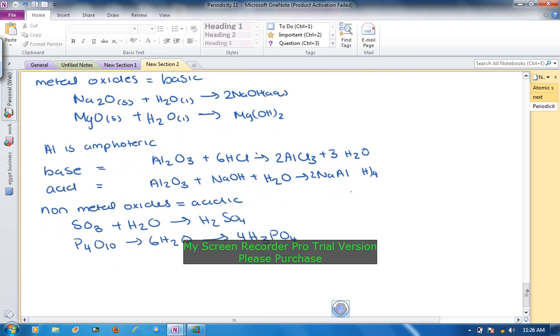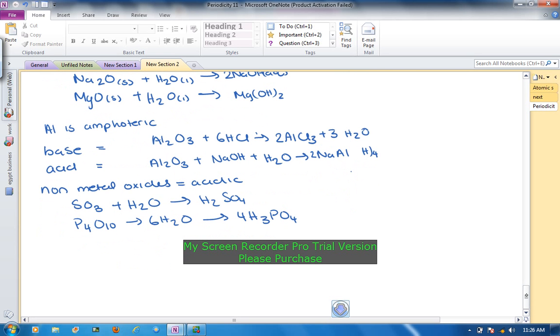The remaining elements in period 3 have acidic oxides, for example, sulfur trioxide, which reacts with water to form sulfuric acid, and phosphorus pentoxide reacts with water to form phosphoric acid. The chemical formulas are all written here.